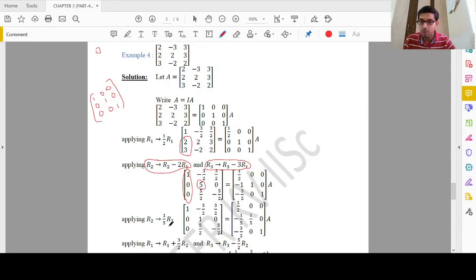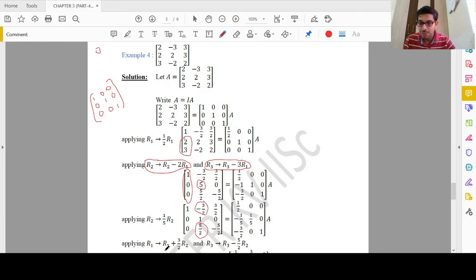That is just by multiplying the second row by 1 by 5. Now our aim is to get 0 in these two positions, as part of the identity matrix 1, 0, 0, 0, 1, 0. So for that, again you see the numbers here. It is minus 3 by 2.